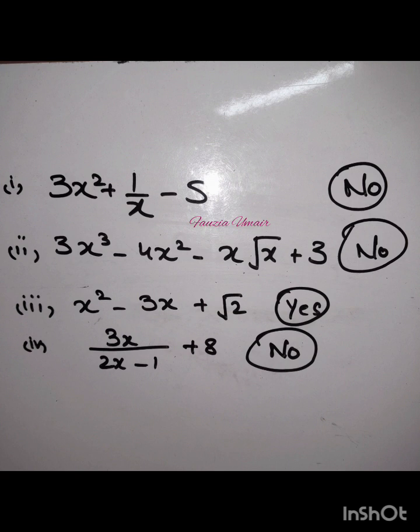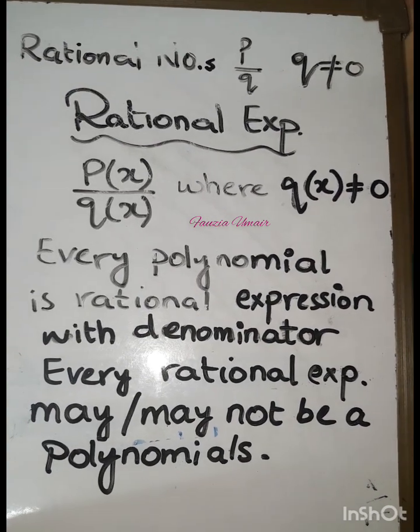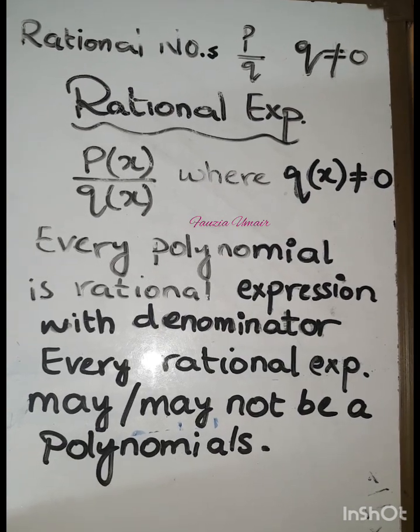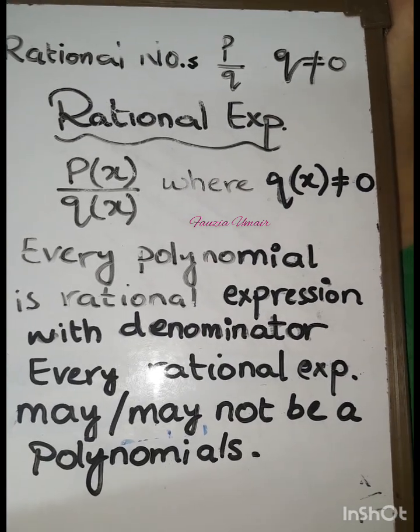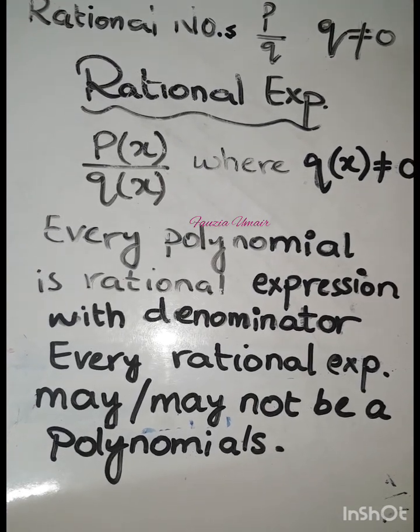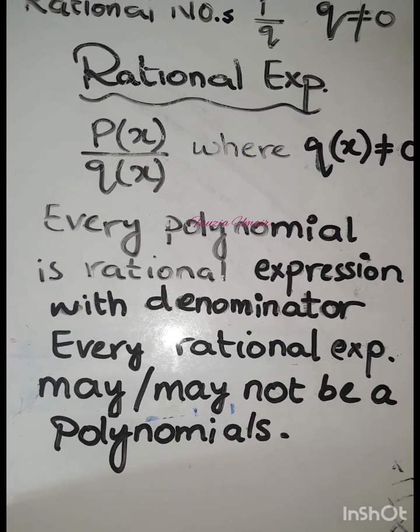Moving on to the next part of the video, we will talk about rational numbers and rational expressions. We all know the definition of rational numbers: they are those numbers which can be written in the form of p by q, but q should not be 0. This is the definition of rational numbers. If q is 0, that will not make it a rational number.